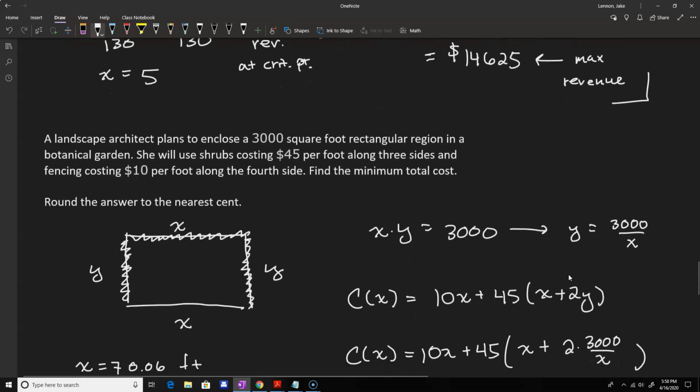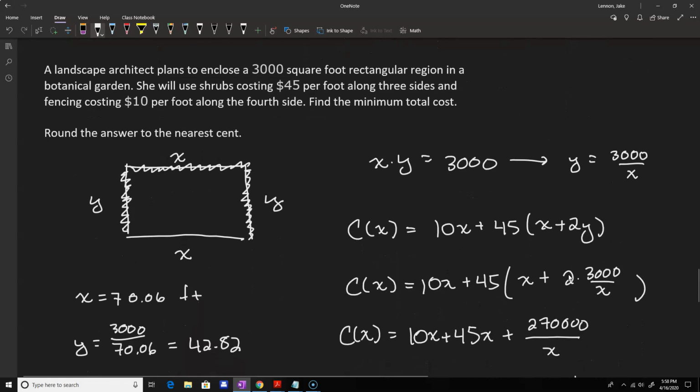All right, and then the last one, we have a landscape architect who has a 3,000 square foot rectangular region, and they want to put shrubbery around 3 sides of it and fence around the 4th side. If it's a rectangle, it has a length and a width, so call one of the sides X, one of the sides Y, and the 3 sides I've shaded represent the shrubbery.